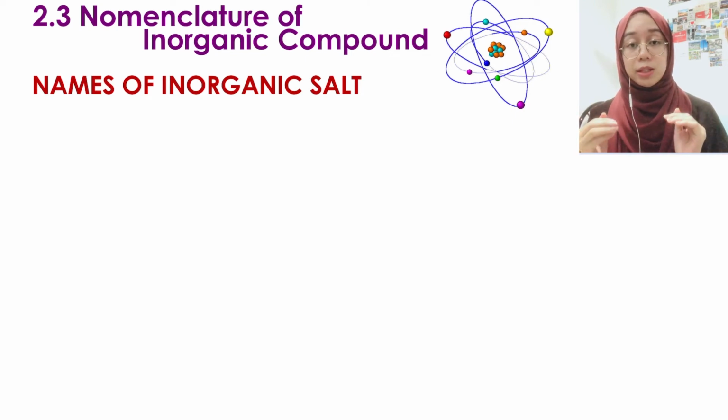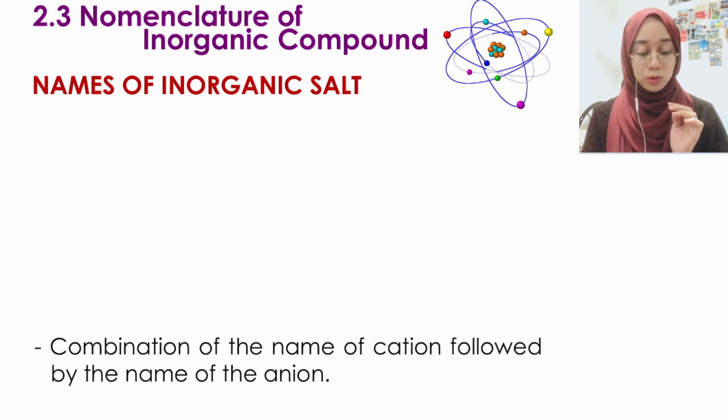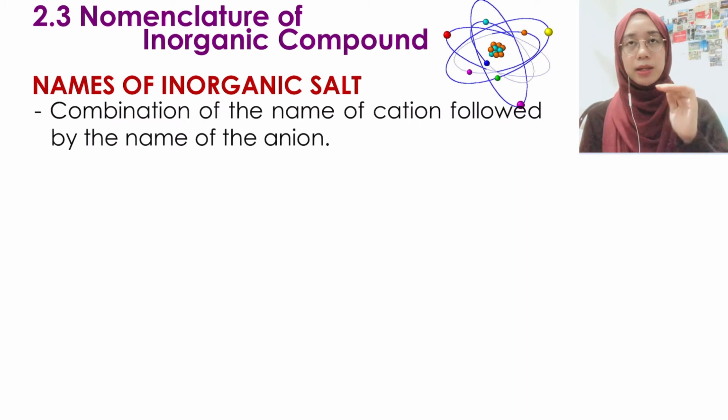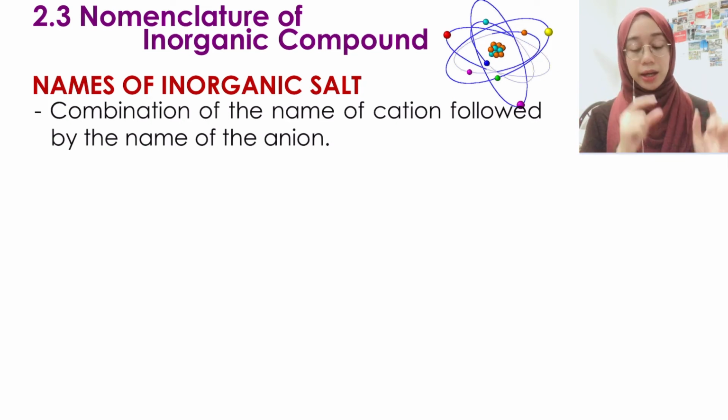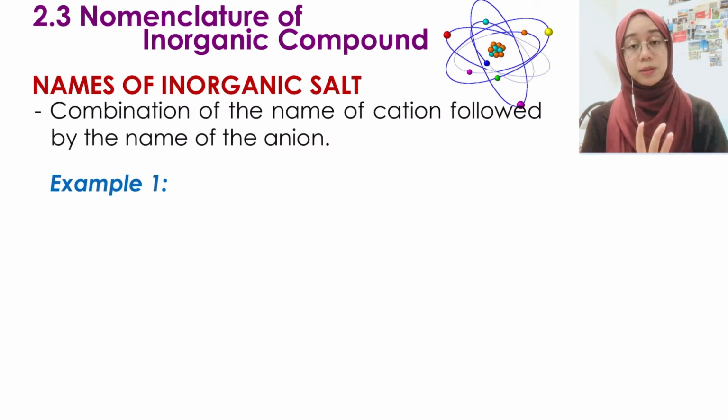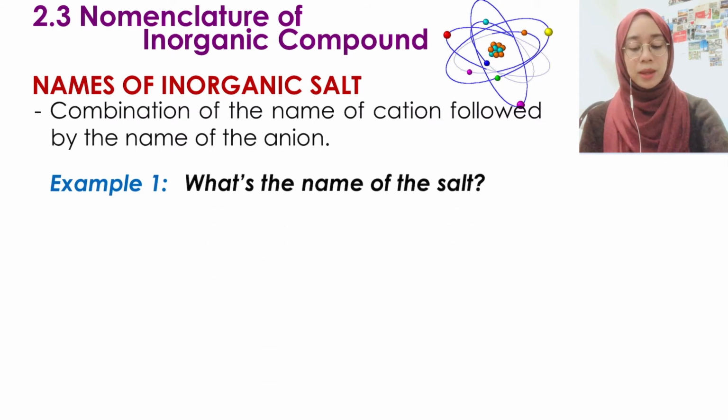Okay, so let's go to how kita nak bagi nama to the inorganic salt by using the IUPAC nomenclature punya system. Okay, so tadi Miss dah cakap awal-awal tadi, bila kita nak bagi nama untuk salt ni, kita akan guna nama cation followed by the anion part. Okay, so the combination of the name is actually the name of cation dahulu and then followed by the name of anion. Okay, so kita tengok beberapa example now. Kita akan tengok 4 example.